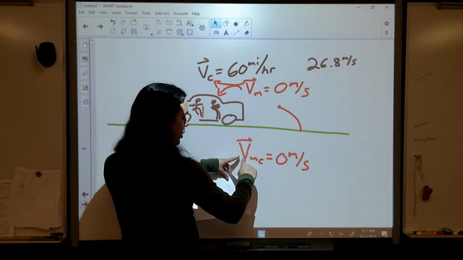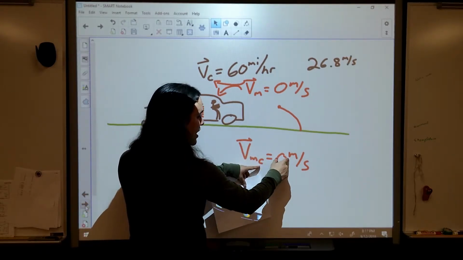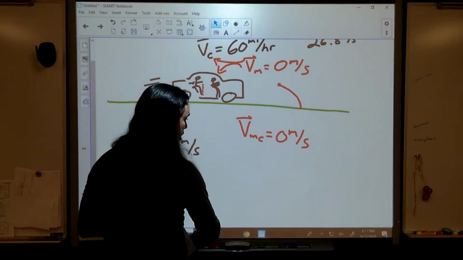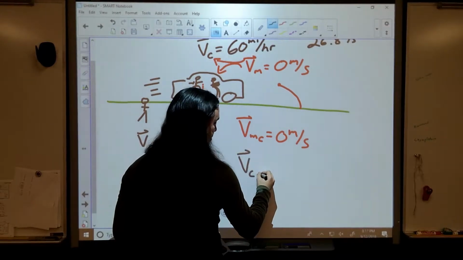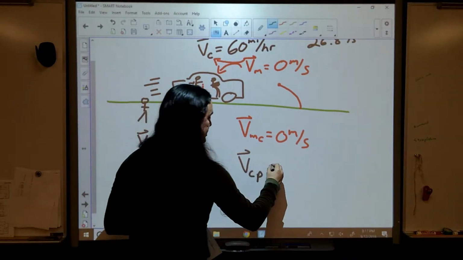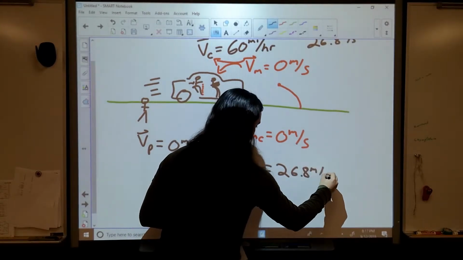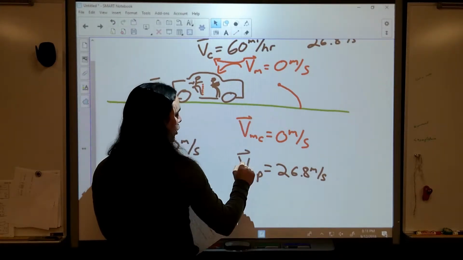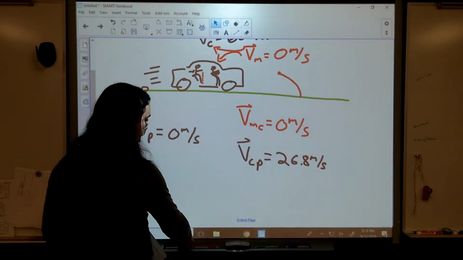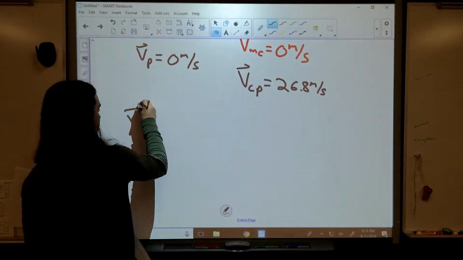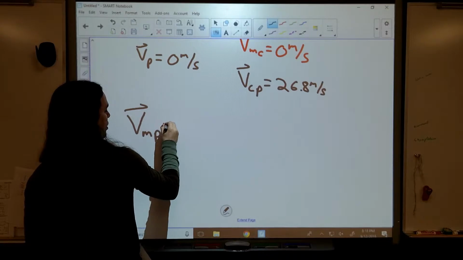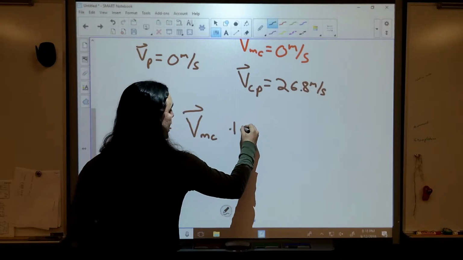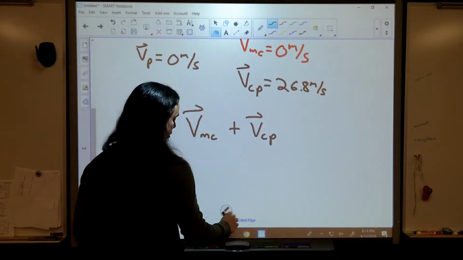What you would do is the velocity of the marker with respect to the car is 0 meters per second. If I wanted to, and I know that the velocity of the car with respect to the person or the ground is equal to 26.8 meters per second, I can actually combine these and find what the velocity of the marker with respect to the person or ground would be by doing the following. The velocity of the marker with respect to the person is going to be equal to the velocity of the marker with respect to the car plus the velocity of the car with respect to the person.